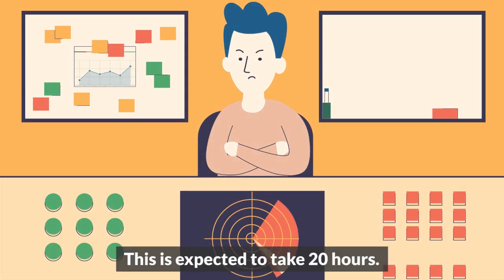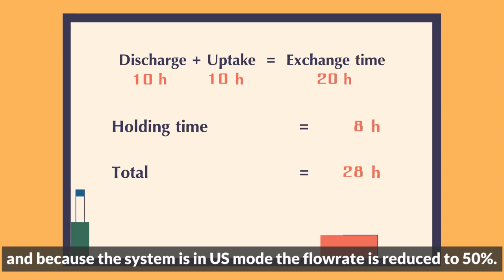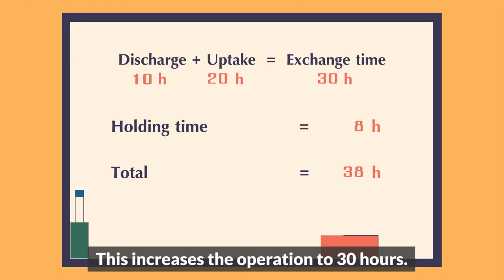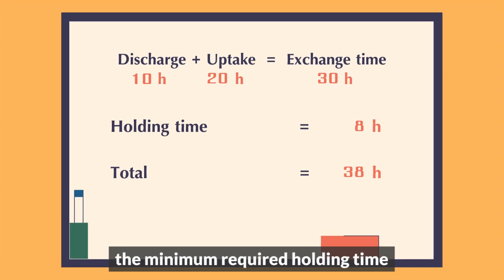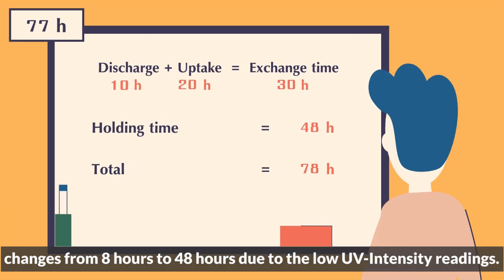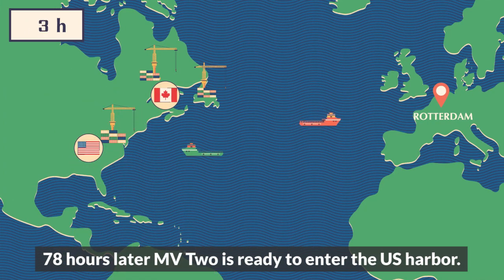This is expected to take 20 hours, but as the new uptake water is muddy and very difficult to treat, and because the system is in US mode, the flow rate is reduced to 50%. Oops! This increases the operation to 30 hours, and as the system is in US mode, the minimum required holding time changes from 8 hours to 48 hours due to the low UV intensity readings. 78 hours later, MV2 is ready to enter the US harbour.